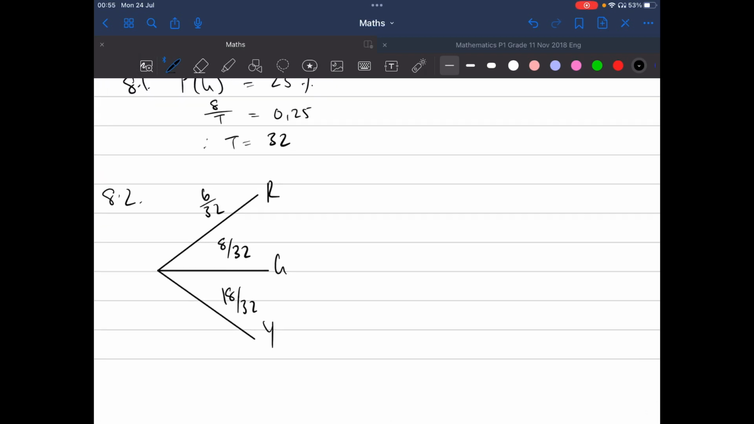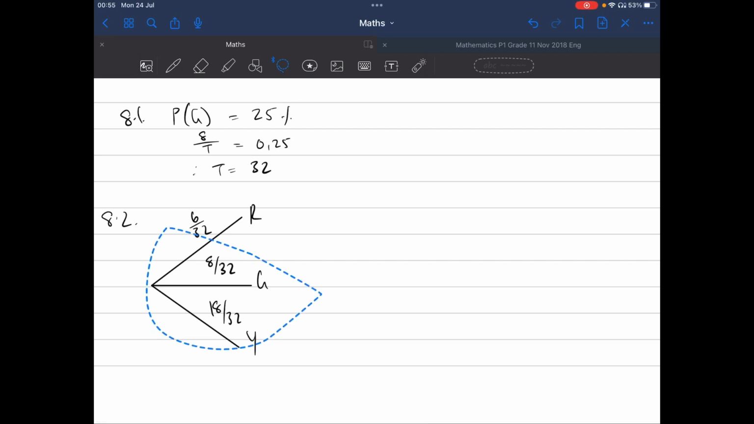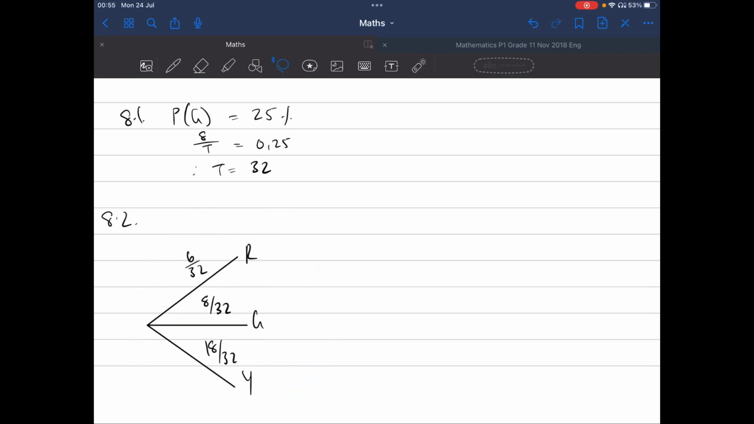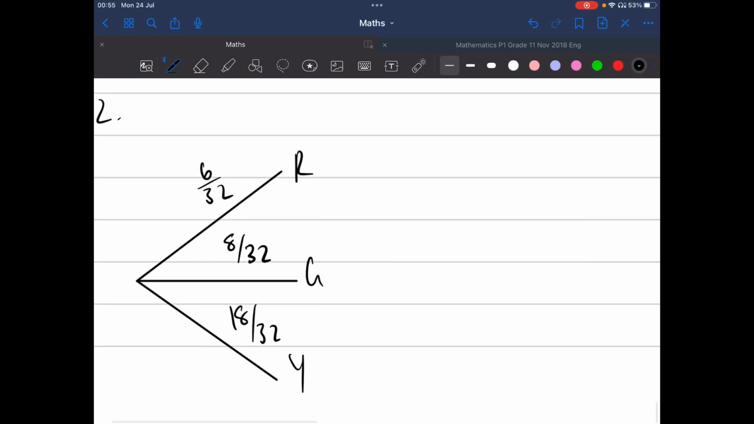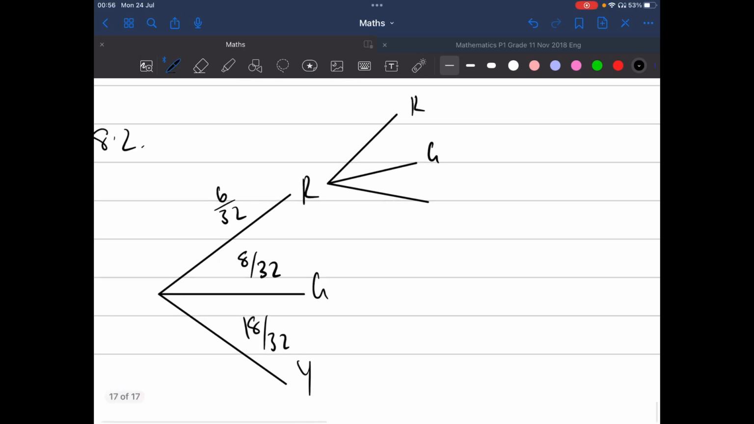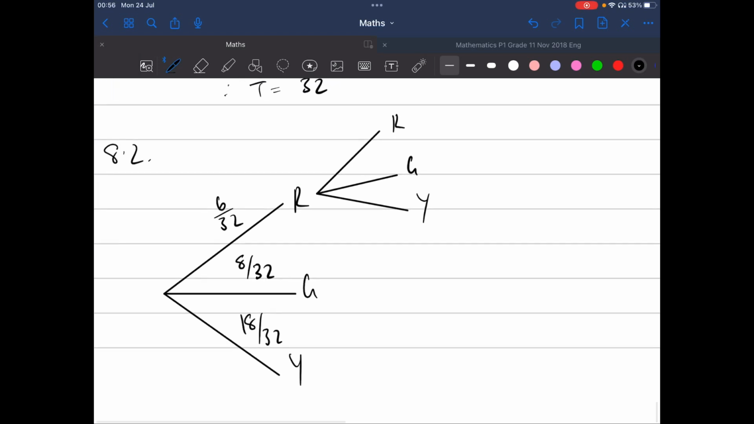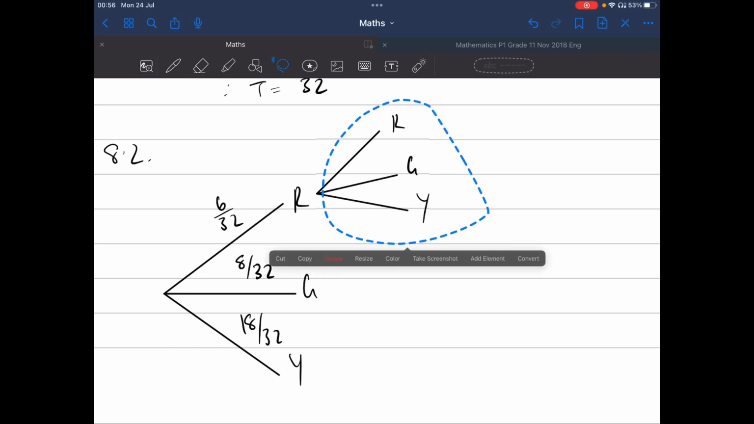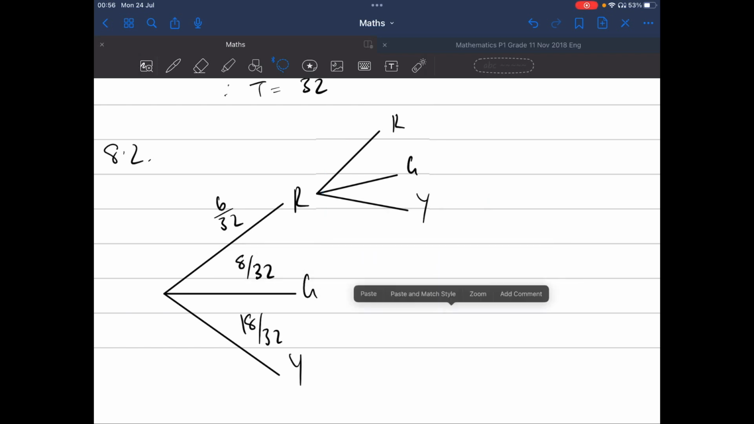Now, let's say you pick one of these. Now what's going to happen? Let's see. So let's say you pick red. In my next pick now, there's 3 things that can happen again. I can either get red again, or green, or yellow. I'm just going to copy this and put it for the rest of those as well.